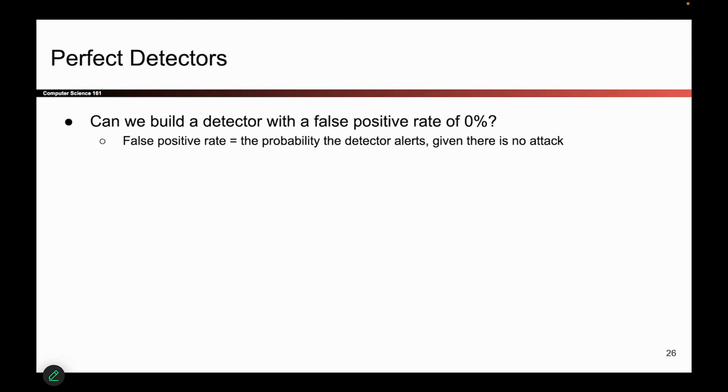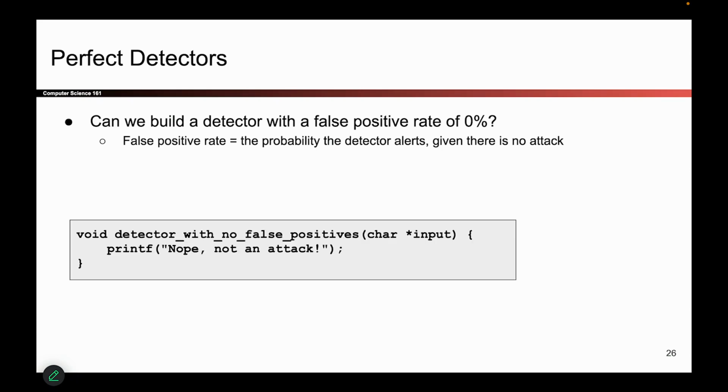Turns out this is possible, and it's actually something I can fit on 1 slide. So here it is. That's it. This is the detector that has a 0% false positive rate. It takes the input, it throws it away, and it says no, it's not an attack. So we're not even looking at the input. We just say no every single time. Now, if we plug this into our definition from earlier, there are 100 non-attacks. This detector just says no to all 100 of them. So you get false positive rate 0%. We did it. We built a perfect detector.